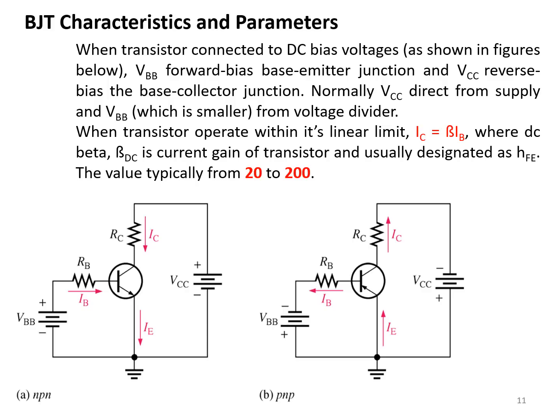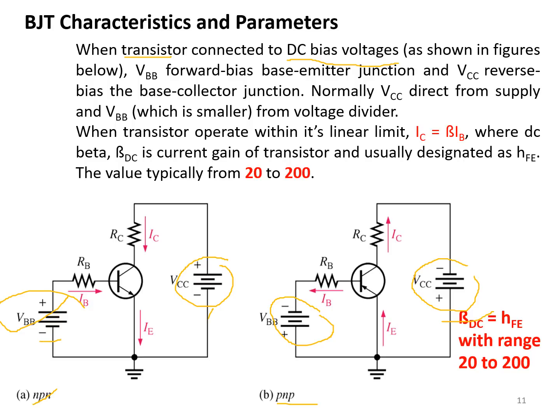Okay, the transistor will be connected to a DC bias voltage as shown in the figure below, NPN and PNP. VBB forward biases the base-emitter junction, and VCC reverse biases the base-collector junction. Normally VCC is from the power supply and VBB is from a voltage divider.